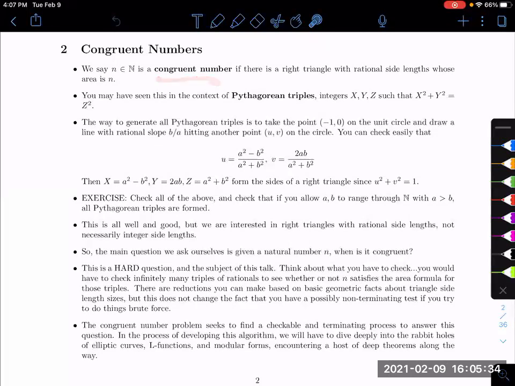So without loss of generality, a square-free natural number is congruent if it's the area of a right triangle with rational side lengths. And we're interested in a set of conditions that are checkable and terminating, preferably quickly, that determine whether or not a given natural number is congruent. If you think about this naively, without such conditions, you have infinitely many triples of rational numbers to check. You have to make sure they form a right triangle and that their area is n. And this seems like a daunting task.